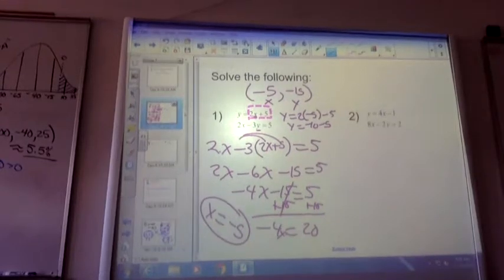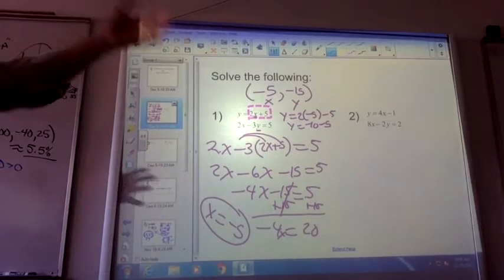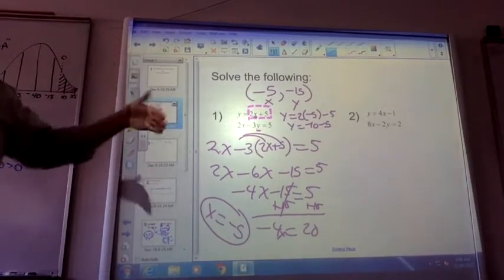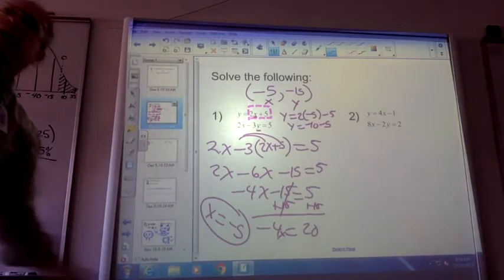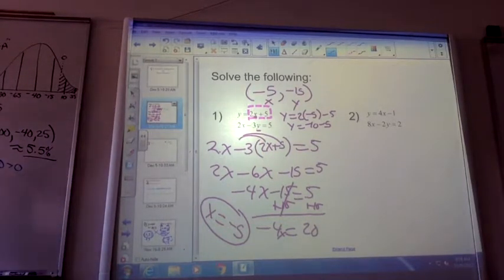Okay, does everyone feel good with that first problem worked out? Again, that's the same we've been working on, but this one really did identify that negative 5, negative 15, that's way down here. It's off of our graph where they cross.